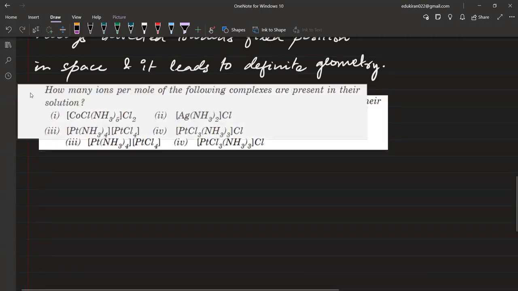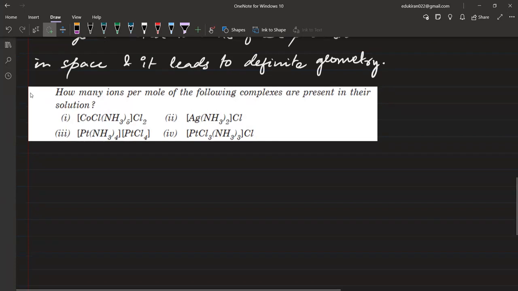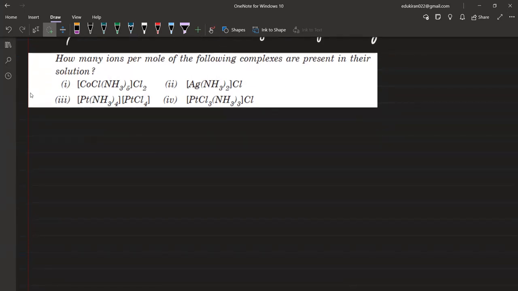How many ions per mole of the following complexes are present in their solution? Okay, so I will do the first one. All of you, please do the next one. Whatever is outside the coordination sphere, that is going to be ionizable.